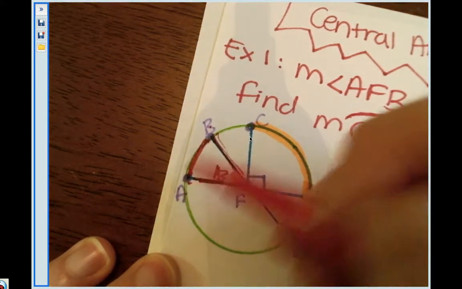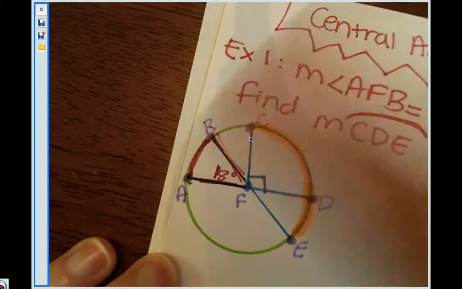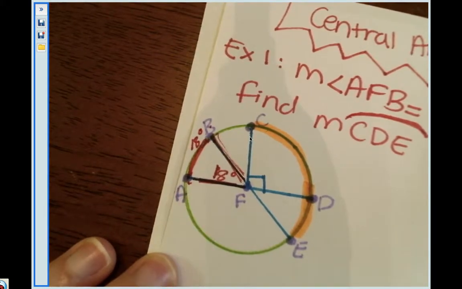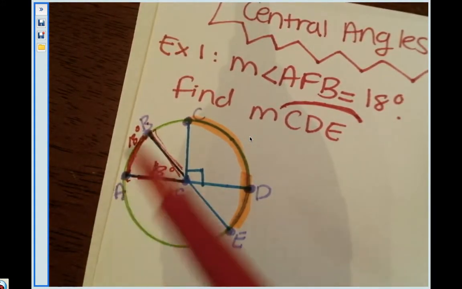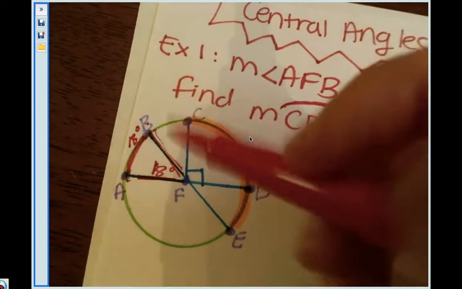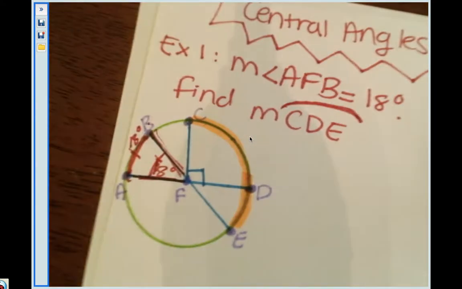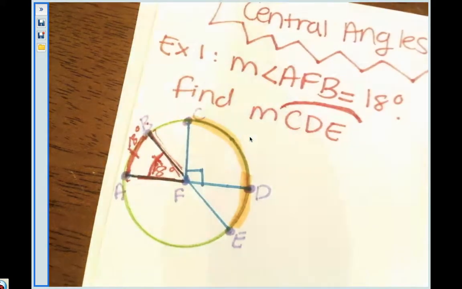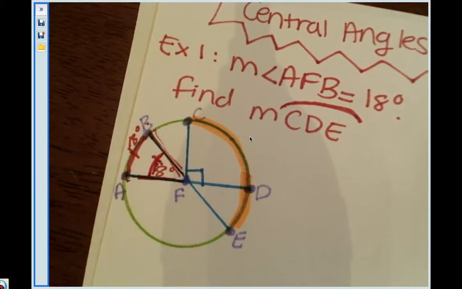So that means that this arc right here, the arc that starts and ends where the angle starts and ends, is congruent to that central angle. This only works with central angles. So that means that this arc is 18 degrees as well. Guys, that's not really going to help me find CDE, but I'm just showing you that this angle and this arc are congruent. So that was kind of poorly done, but basically I drew 2 congruent lines through the angle and through the arc. So this and this are congruent.